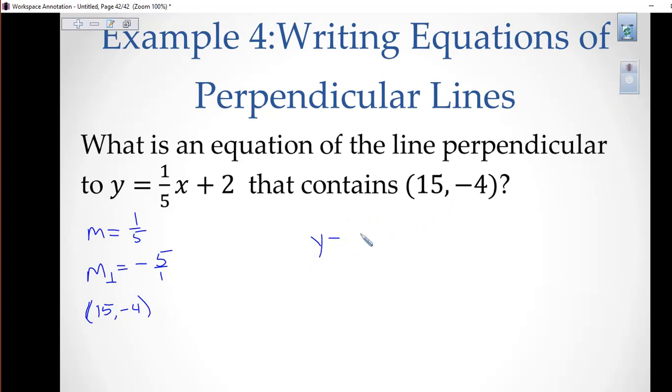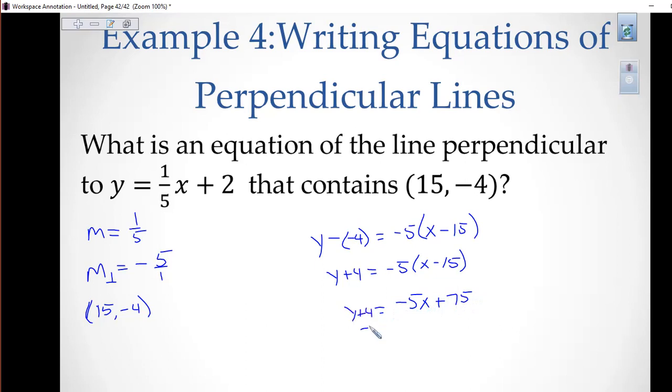So now we're going to put this in point slope form. So y minus negative 4 equals our slope of negative 5 times x minus 15. Change your signs: y plus 4 equals negative 5 times x minus 15. So this right here is in point slope form. Now, change it to slope intercept, which means I distribute the negative 5 across x minus 15. This gives me negative 5x plus 75, and y plus 4 on the left. Subtract 4.